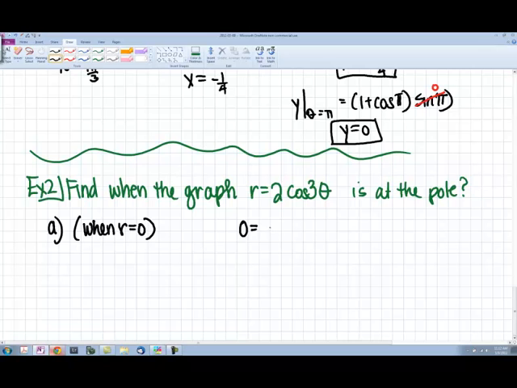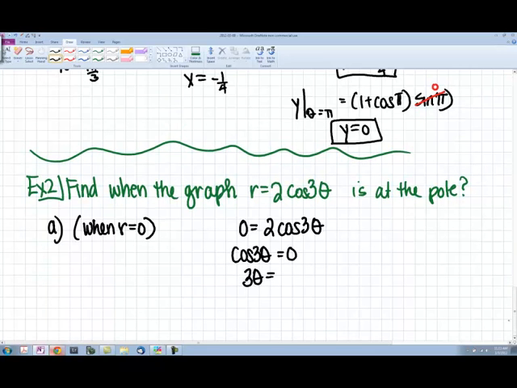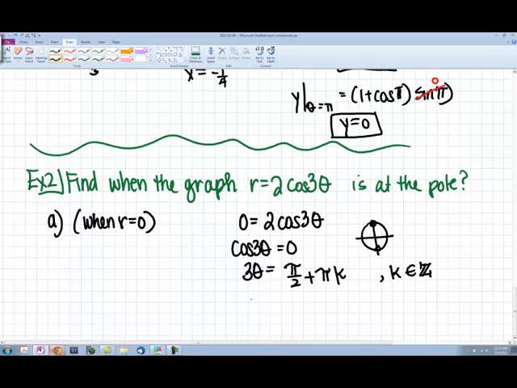So we're going to set this equal to 0, so 0 equals 2 cosine 3 theta, and we need to solve this. When is the cosine of 3 theta equal to 0? This is a multiple angle problem that you have to solve, so this brings us back to trig stuff. Cosine is your x-coordinate, so your x-coordinate is 0 at pi over 2, 3 pi over 2, and so on. So basically pi over 2 plus pi k, where k is an integer. But I need to solve for theta, so I'm going to divide by 3 and get pi over 6 plus pi over 3 k.